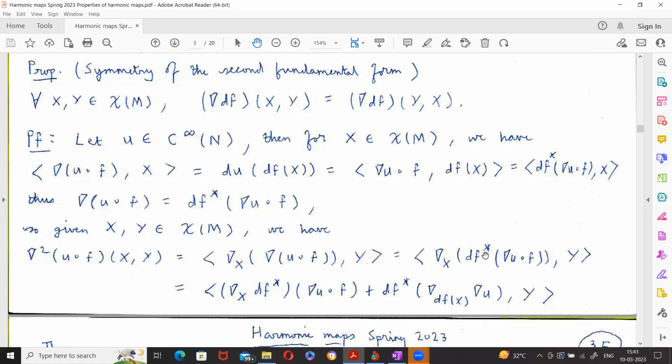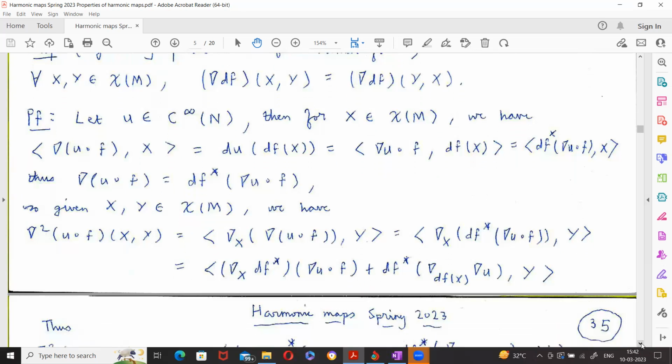So nabla x of this, again, is of the form beta composed with f, right? So nabla x of this will satisfy the Leibniz rule. So this will be nabla x of df star acting on grad u composed with f, plus df star acting on nabla df. So when nabla x acts on this composition, by the definition of the pullback connection, this will be nabla df x acting on grad u.